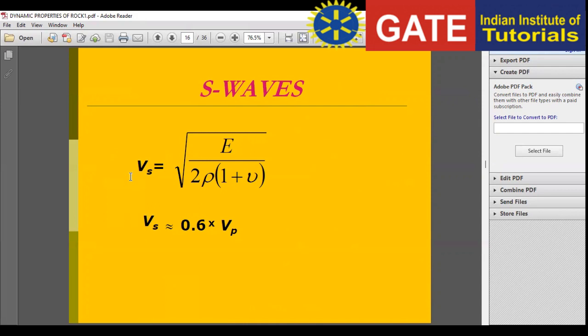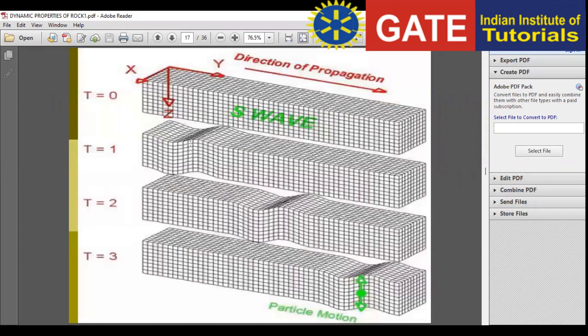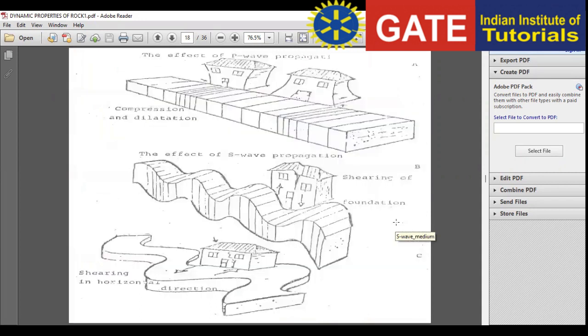So the secondary wave, or S wave, velocity can be found out again by using the Poisson's ratio, modulus of elasticity and density of the rock. As we know, the S wave velocity is less than the P wave, or primary wave, velocity, and it is about 60% or 0.6 times the primary wave velocity. So just remember this relationship also. So here you just say distortional or shear wave propagation, meaning it causes the particles to move up and down, perpendicular to the direction of propagation.